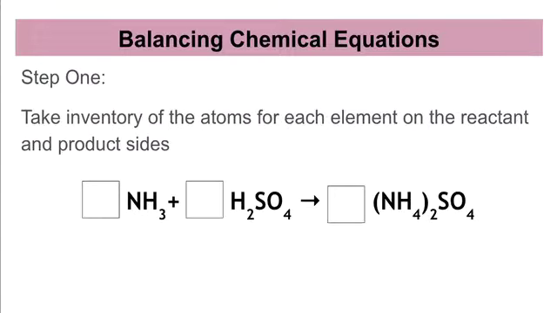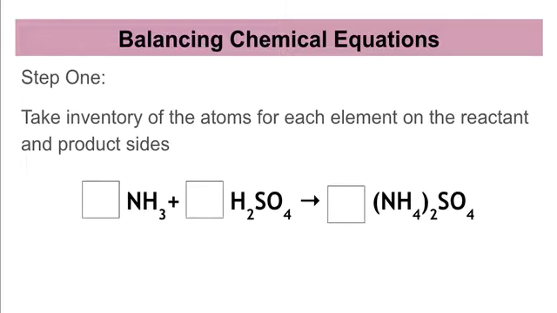So let's start talking about balancing chemical equations. The first step is to take inventory of the atoms for each of the elements on the reactant and the product sides of the equation. In this case, we have NH3, which is ammonia, plus H2SO4, yielding (NH4)2SO4. Your reactants are NH3 and H2SO4. Your product is (NH4)2SO4.